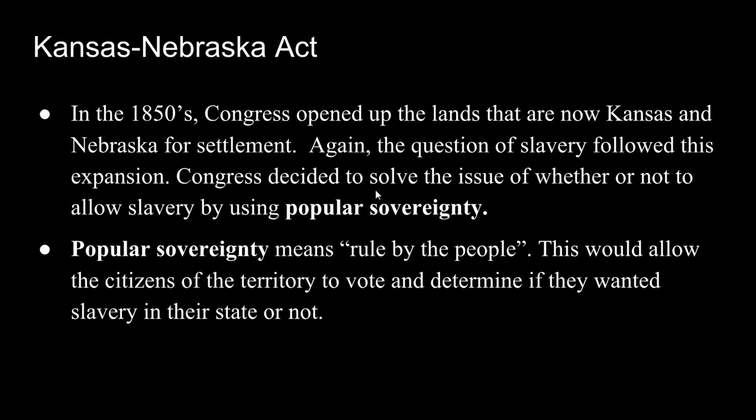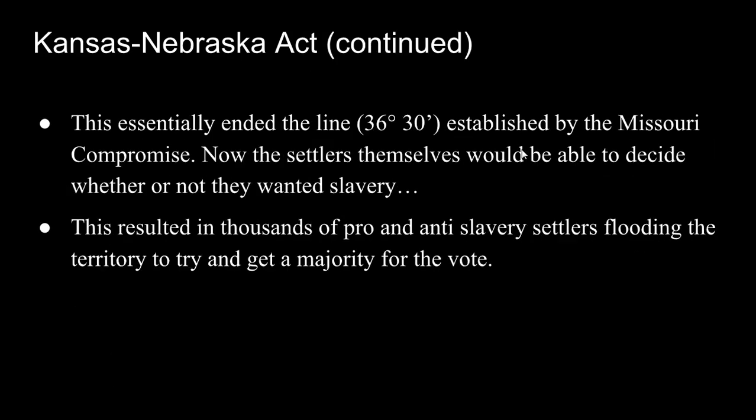In the 1850s, Congress decided to open up the lands that today make up Kansas and Nebraska for settlement. And just like every time we've had new land, the question of slavery comes up. Congress decided to solve the issue of whether or not to allow slavery in that territory by using popular sovereignty, which is what they used in New Mexico with the Compromise of 1850. They would allow people to move there and then vote on whether or not they wanted slavery in that territory. And popular sovereignty means rule by the people. So sovereignty is rule, and popular is just the people. And this would allow the citizens to vote and determine that question.